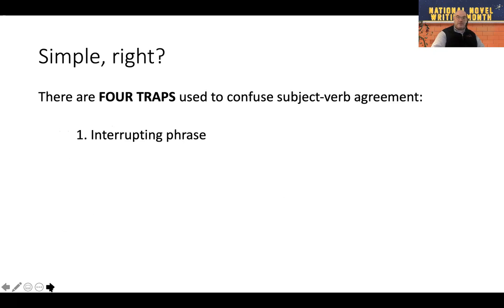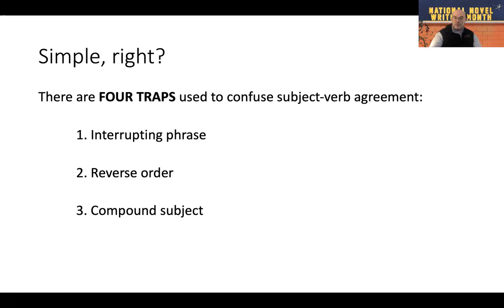So an interrupting phrase is just anything that comes between your subject and your verb. It makes it more difficult to tell what the right verb should be. Reverse order can get rather tricky when it comes to making sure that your subjects and verbs are paired correctly, and we'll look at how that works. Compound subjects are where it tends to get kind of frustrating, but I'll give you some really clear rules on how to deal with that. And then the one that makes everybody want to rip their hair out is subjects with ambiguous numbers that can be a little tricky to deal with.